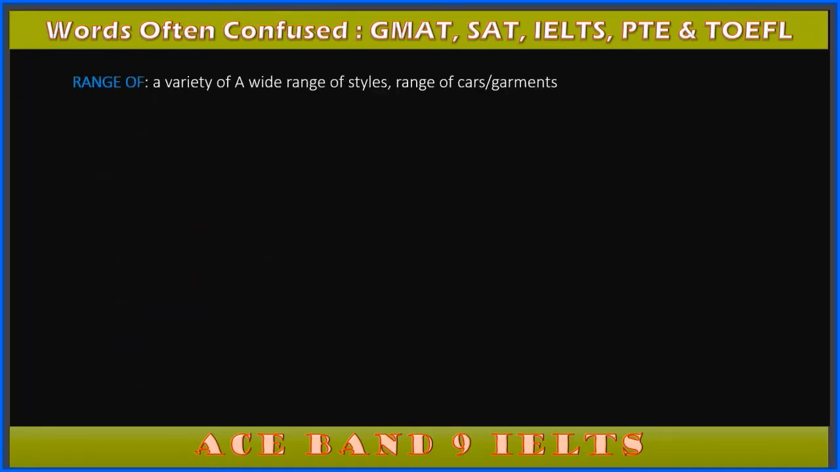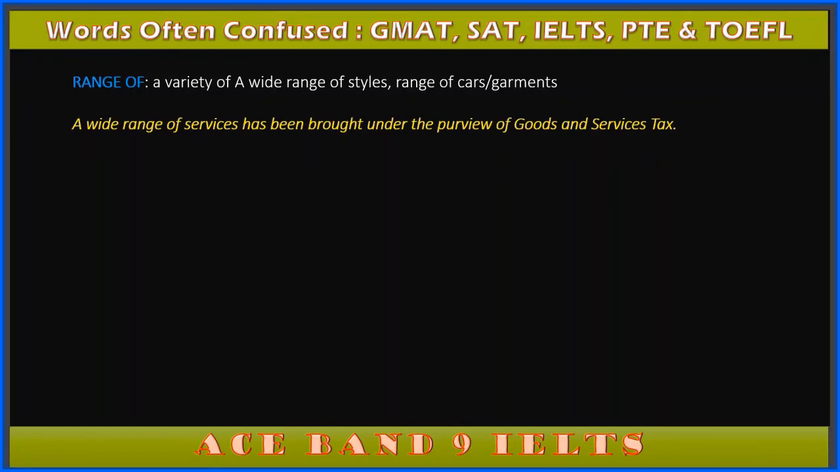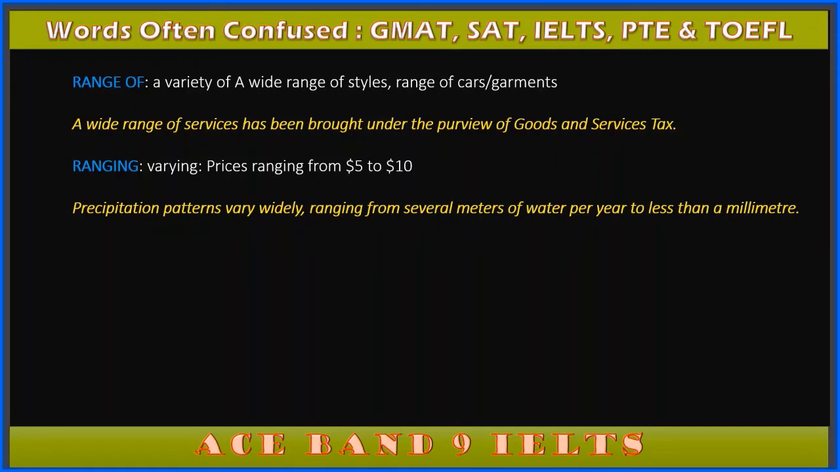The phrase range of means a variety of. A wide range of styles. Range of cars. A range of garments. Example, a wide range of services has been brought under the purview of goods and services tax. Ranging means varying. Prices ranging from $5 to $10. Example, precipitation patterns vary widely, ranging from several meters of water per year to less than a millimeter.